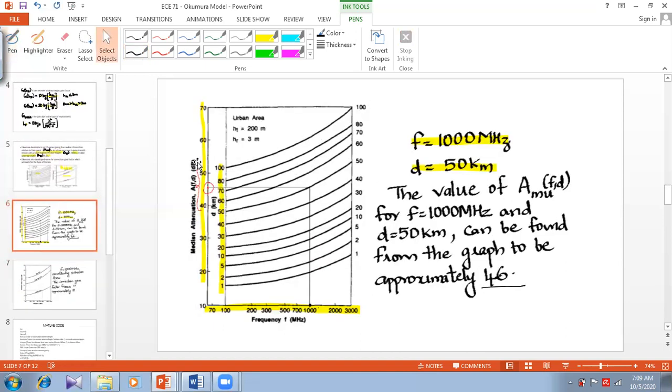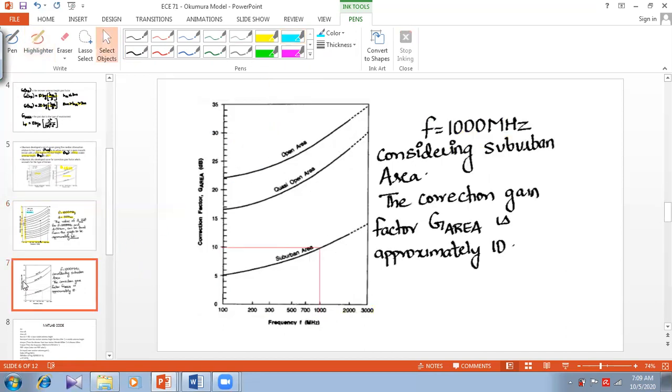Going further, as we had discussed earlier, the consideration which was taken is the height of the transmitting antenna is 200 meters and the height of the receiving antenna is 3 meters. Now, let us go further. Here we are given the graph or the curve given by Okumura to calculate G area. In the x-axis we have the frequency, and on the y-axis we have the G area correction factor. This will give us the value for the G area correction factor, which can be used in the problem directly.